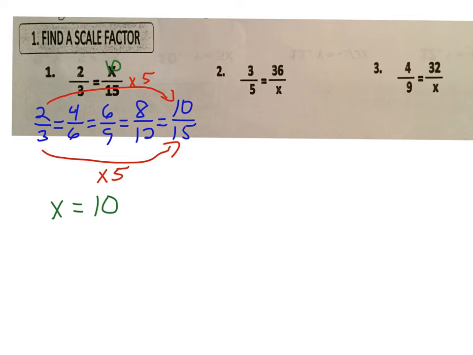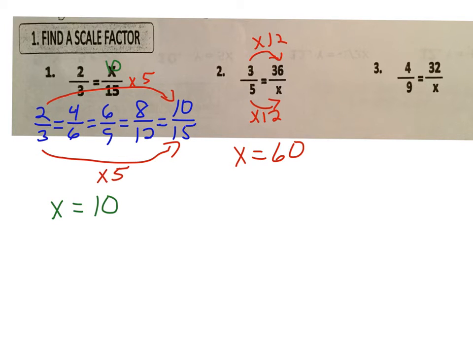So number 2, let's try it without writing all these other equivalent fractions in the middle. What do you multiply 3 by? How many sets of 3s get to 36? In that case, you need to know that 3 times 12 will get you 36. So multiply 5 times 12, the same number, and x equals 60. And you are done right away.